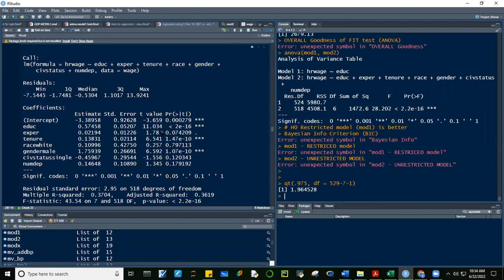Okay? So sino dito guys yung pinaka maliit na t-value? Na t-stat, absolute value. Turns out si number of dependents. Diba? 1 point. Hindi, meron pa pala. Ah, ito pala, si Race, no? Si Race. Okay, guys, take note, ha?